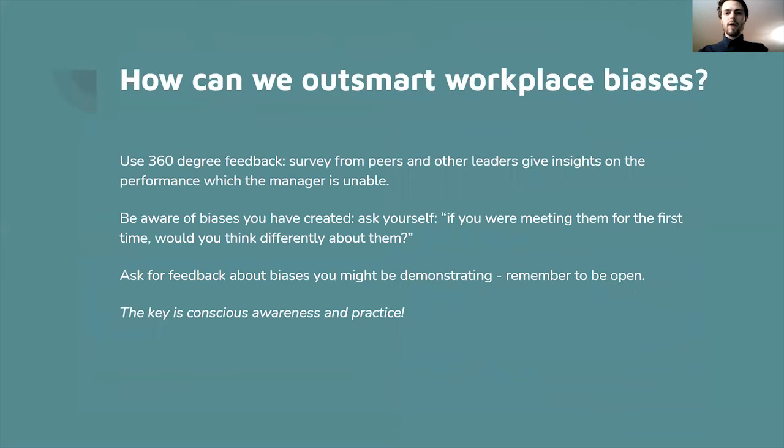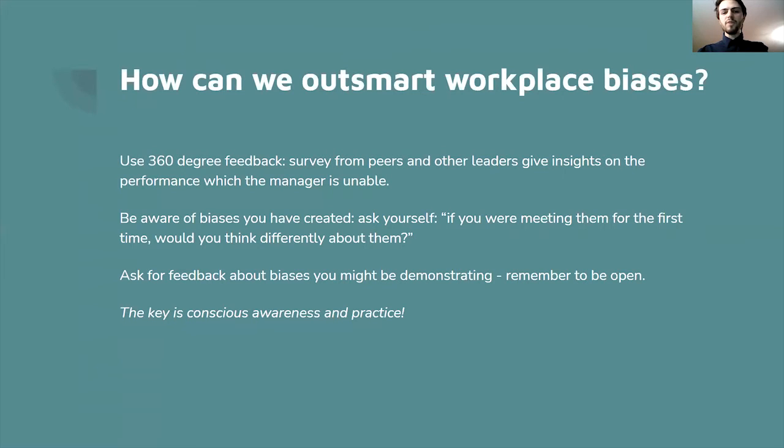So how can we outsmart our workplace biases? First thing we could do, and it is a pretty common thing, is a 360-degree feedback survey. This is a survey from peers and other leaders in the workplace that give insights on the performance which the manager is unable to see. I do this at work at Fred Meyer. This is a pretty common thing that we do. We review all our managers and managers above them to see how they do, and they don't see these.